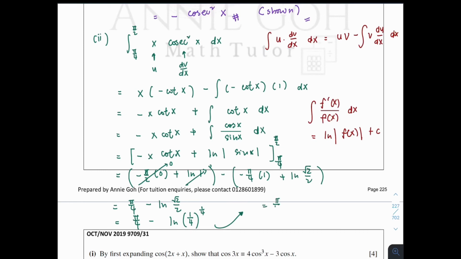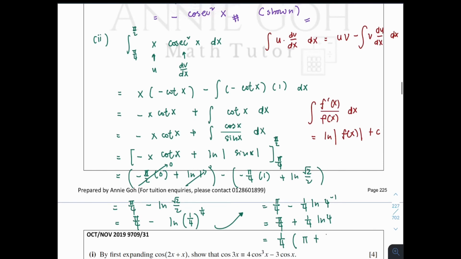So it's equals to pi over 4 minus the 1 over 4, the power can bring to the front as coefficient, and ln 1 over 4 you can express as 4 power negative 1, and eventually the power negative 1 can bring to the front to join with this negative. It becomes a positive 1 over 4 ln 4. And now we can factorize the 1 over 4 and make it pi plus ln 4. That's how we solve for this question.